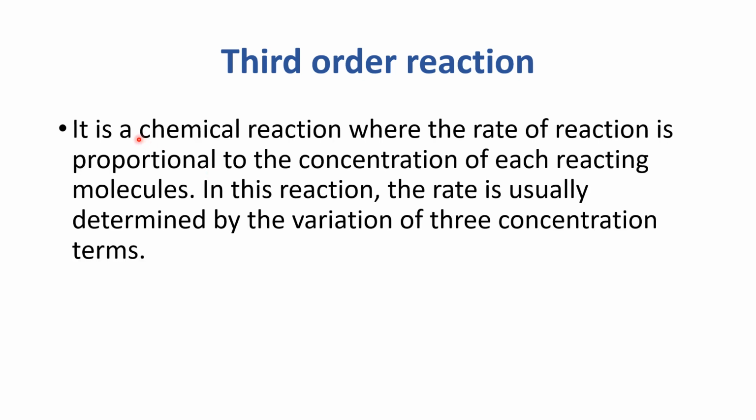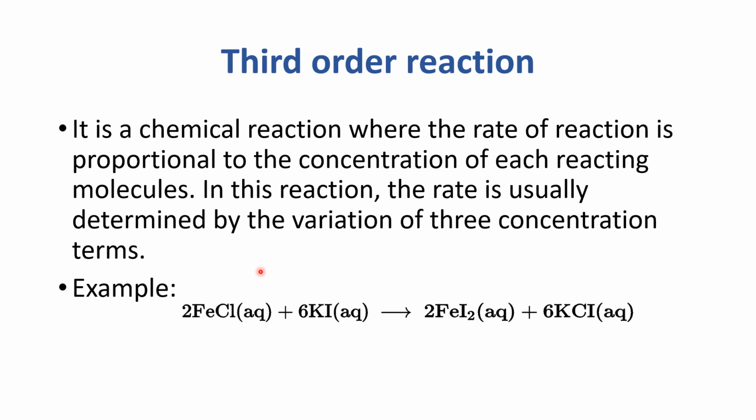Next is the third order reaction. It is a chemical reaction where the rate of reaction is proportional to the concentration of each reacting molecule. In this reaction, the rate is usually determined by the variation of three concentration terms. Such chemical reactions in which the rate depends on the concentration of three reactants, we call third order reactions. For example, when FeCl3 combines with potassium iodide, the rate expression is rate equals K FeCl3.